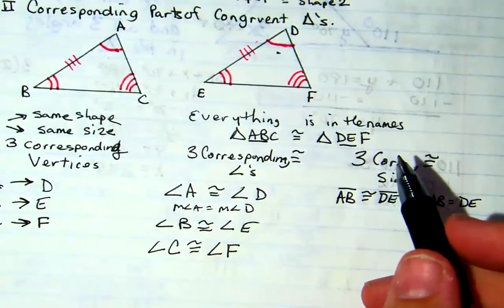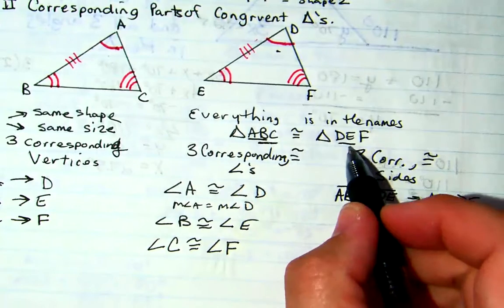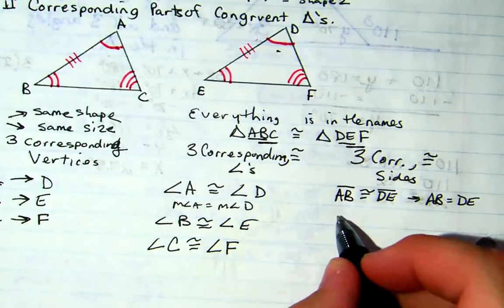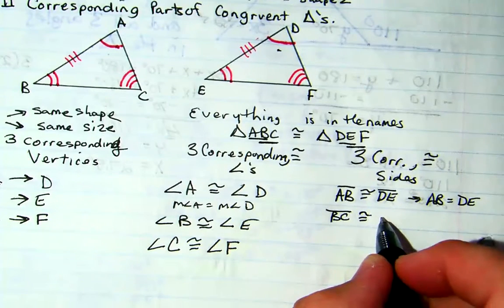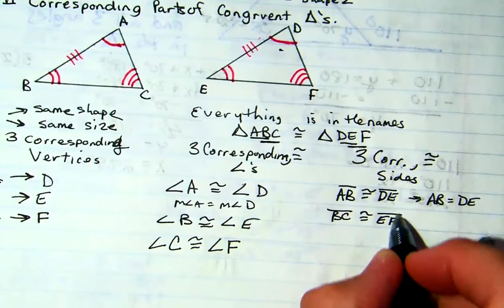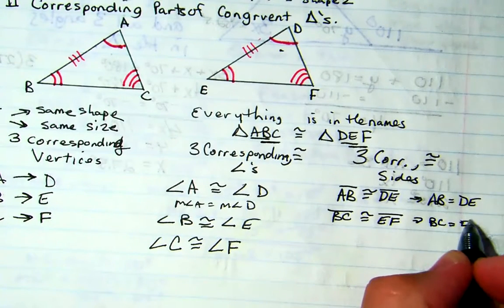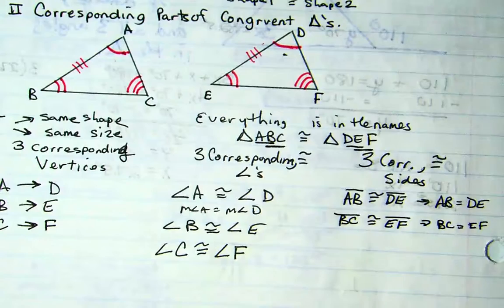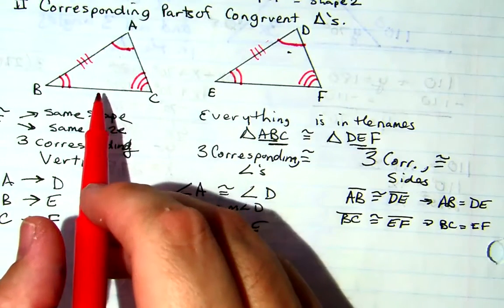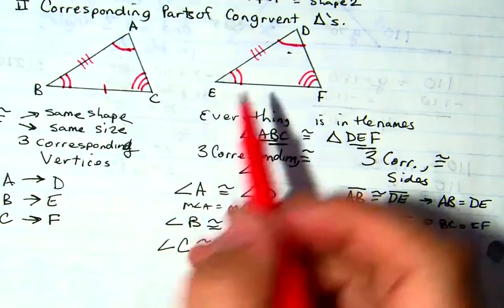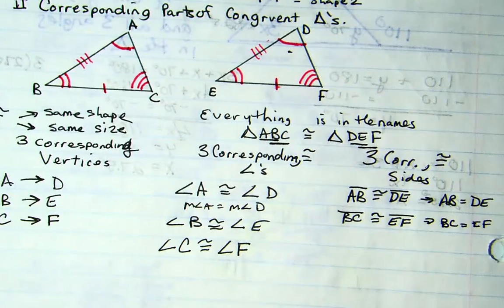Now, what would be another side? You could go over to here and say BC and EF. So I can say side BC, segment BC is congruent to segment EF, which leads me to say that the length of BC is equal to the length of EF. So how many arcs is the angle opposite of BC? 1. So I'll put 1 mark here and 1 mark there. And that's just to keep things consistent. That's all.